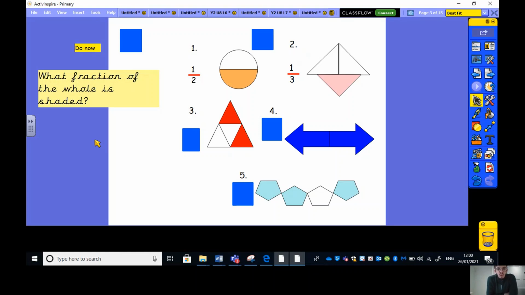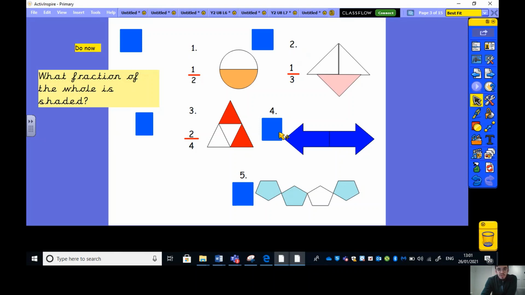What fraction of the whole has been shaded? Well, I can see there are 1, 2, 3, 4 equal parts, so my denominator is 4. Remember, my denominator goes below the vinculum. How many of those equal parts have been shaded? 1, 2. My numerator is 2. 2/4 of this shape has been shaded. Some of you may have said 1/2 because you've realized that even though there are 4 equal parts, we still have 2 equal halves. 1, 2 that haven't been shaded and 1, 2 that have been shaded. So that would also be 1/2.